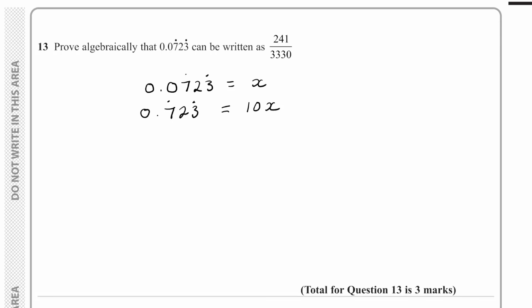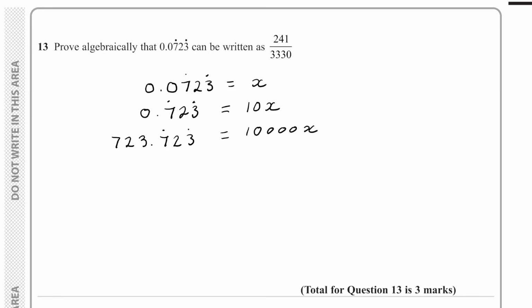I want something else that ends in 723 recurring. So that's 0.723, 723, 723, 723, 723, and so on. Something else that ends in that. And I'm going to have to times it by 1,000. So 10 times 1,000 is going to be 10,000. So I'm going to have 10,000 x's, which would be 723.723 recurring.